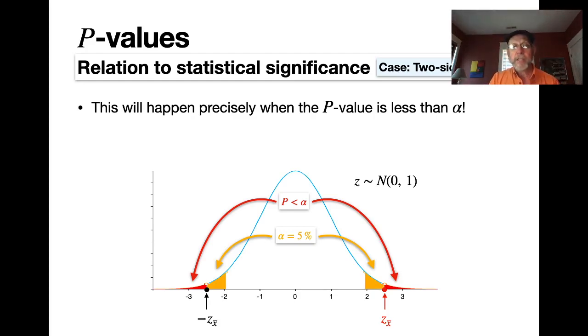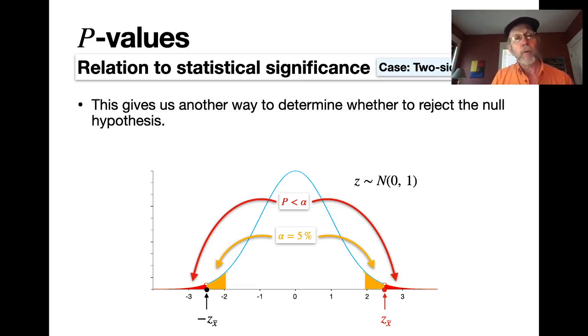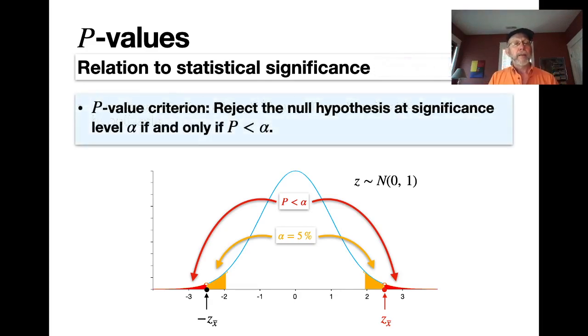And so this leads us to another criterion for determining whether or not to reject the null hypothesis. The so-called p-value criterion says that we reject the null hypothesis at a significance level alpha if and only if the p-value is less than alpha. And I think you can see why, right? The only way the p-value could be less than alpha is if the data were out there in those tails. If the tails have area 5% and our data is in the tails, then the p-value is going to be less than 5%.